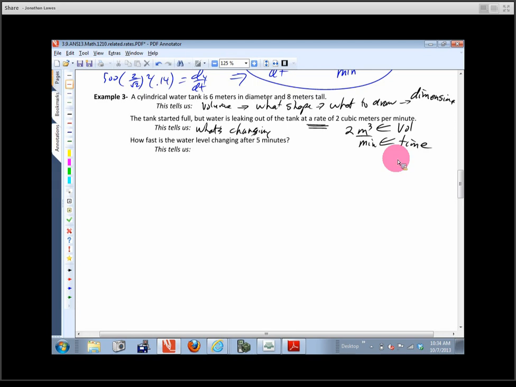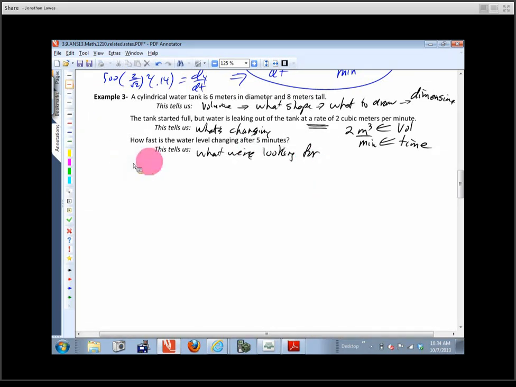Okay? How fast is the water level changing? Water level, the depth of the water, the height of the water, if you want to think of it that way. After 5 minutes. Okay? And this tells us what we're looking for. Okay? So let's do this problem.